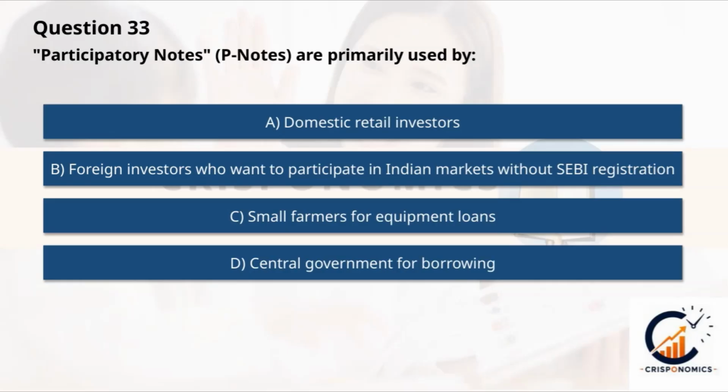Participatory notes, or P-notes, are financial instruments used mainly by foreign investors who want to invest in Indian markets without going through the full registration process with SEBI. While domestic retail investors, small farmers, and the central government have their own borrowing and investment channels, P-notes specifically cater to those foreign players seeking a simpler entry point. This tool helps them participate more easily, while still complying with market regulations.